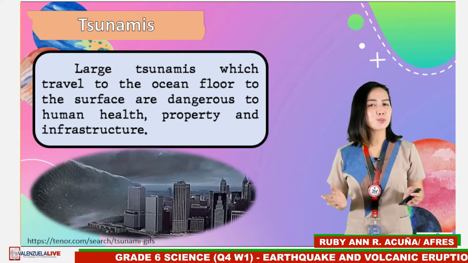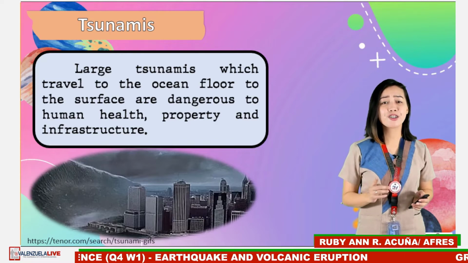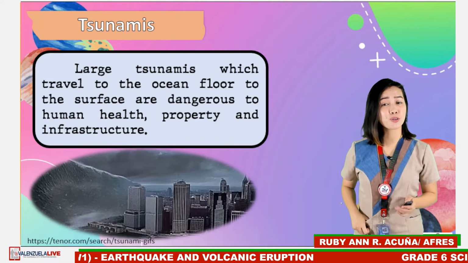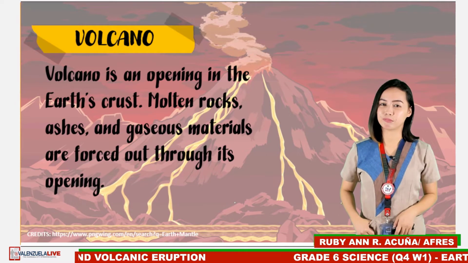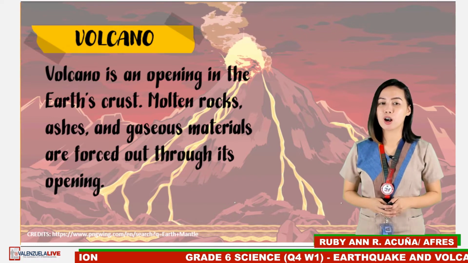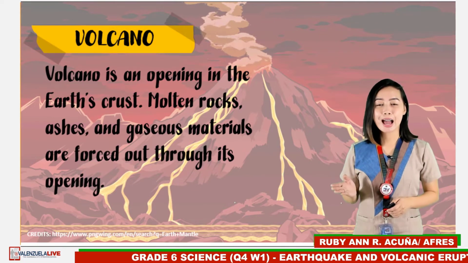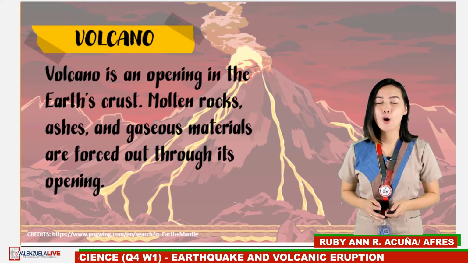So now that you have learned more about earthquakes and some damages on the Earth's surface, here is another cause that affects the changes on the Earth's surface: the volcanic eruption. A volcano is an opening in the Earth's crust. Molten rocks, ashes, and gaseous materials are forced out through its opening.